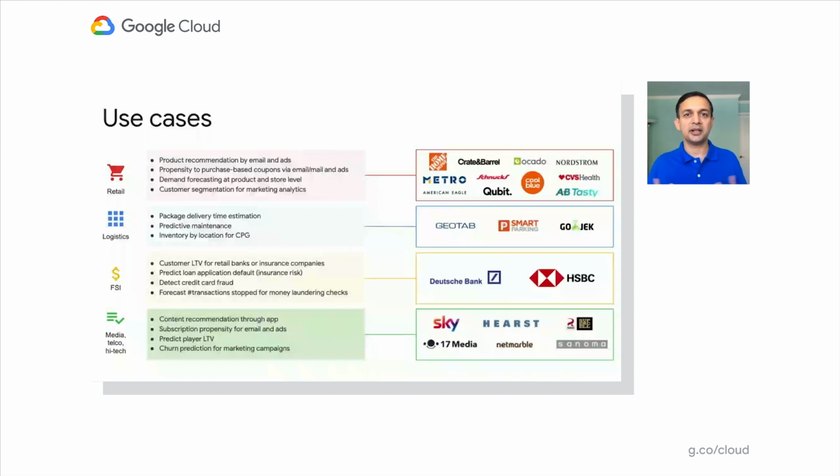The fourth vertical, which is media, gaming, high tech, has use cases similar to retail, where you want to recommend content through an app or on the website. Or you want to predict player LTV. You want to predict game difficulty. Similarly, you may want to predict if someone is going to subscribe or if someone is going to churn and take a marketing action accordingly. Now, all these use cases can be solved through BigQuery ML with the new features we have added.